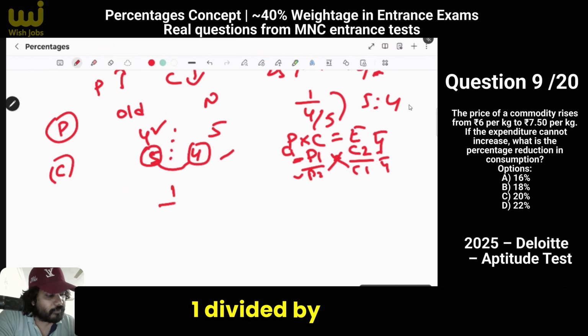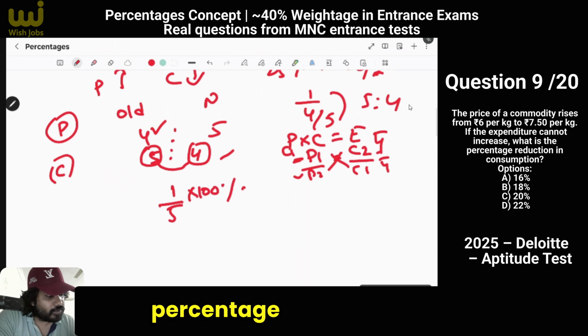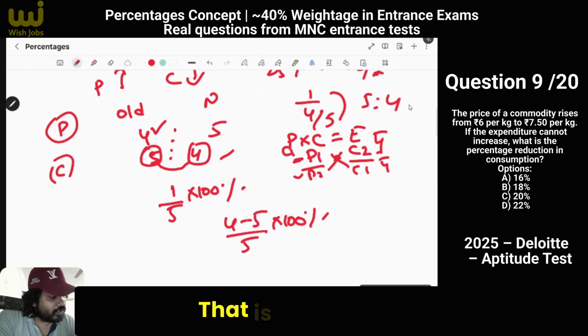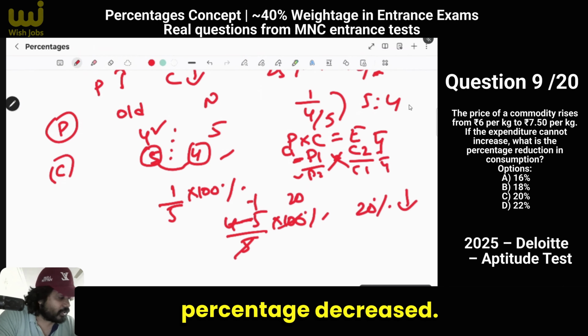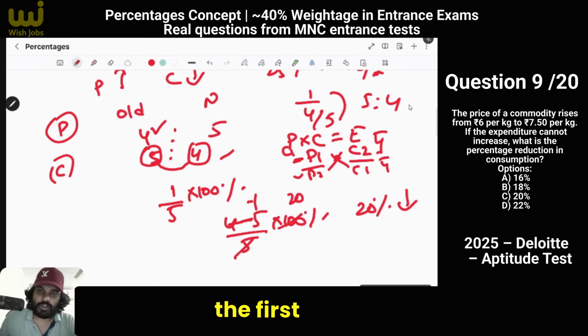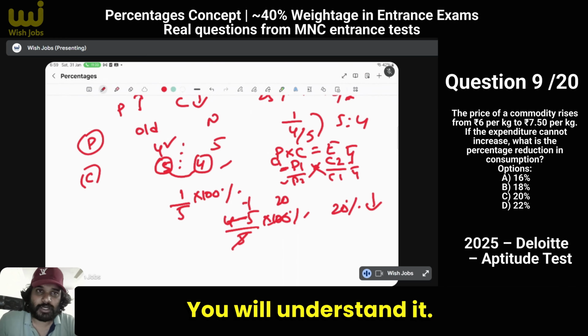1 divided by 5 into 100%, or else 4 minus 5 by 5 into 100%. That minus means decreased. 1 by 5, which is 20% decreased. Okay, this is the first problem. We'll do some sample problems, you will understand it, do not worry.